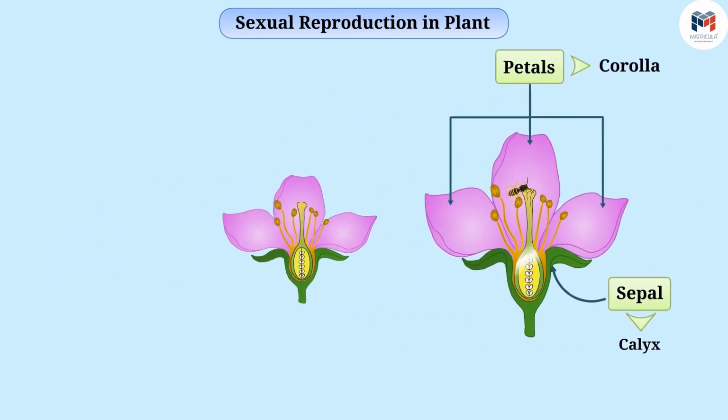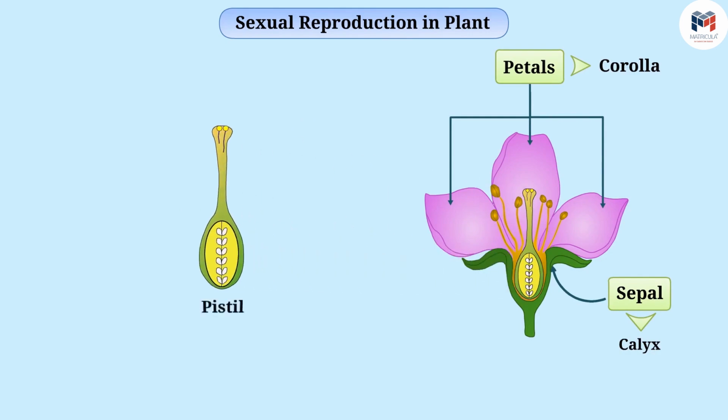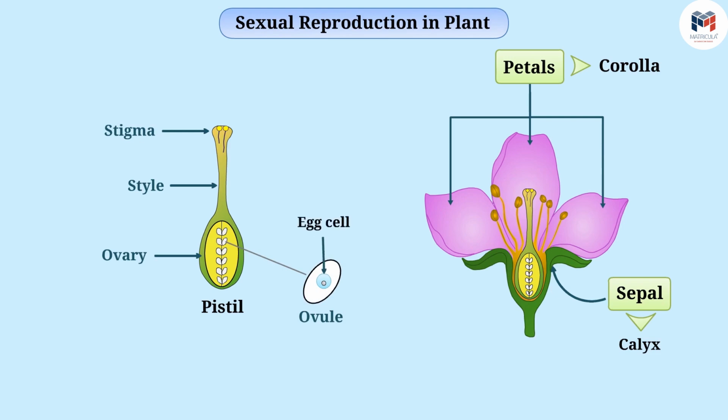In the center of the flower, you will see a jug-like part. It is called pistil. It is the female reproductive part of the plant. It has three parts. The swollen bottom part is the ovary, the middle elongated part is the style, and the terminal part, which may be sticky, is the stigma. The ovary contains ovules and each ovule has one egg cell. Egg cell is the female gamete of the plant.